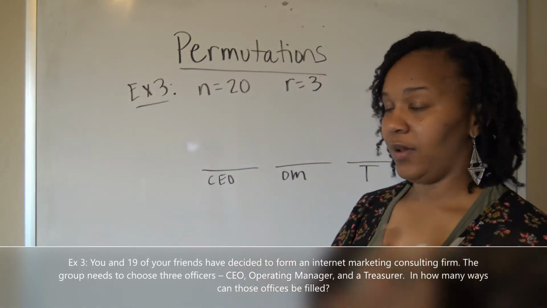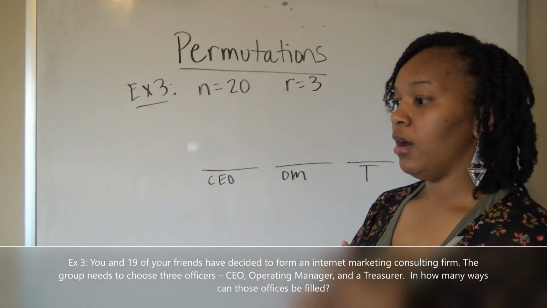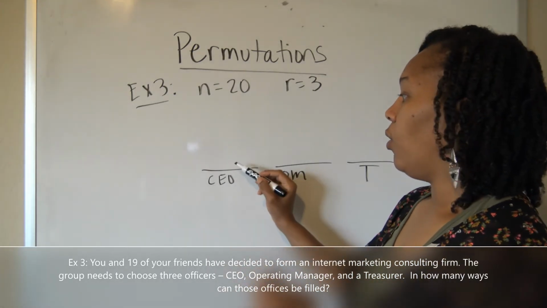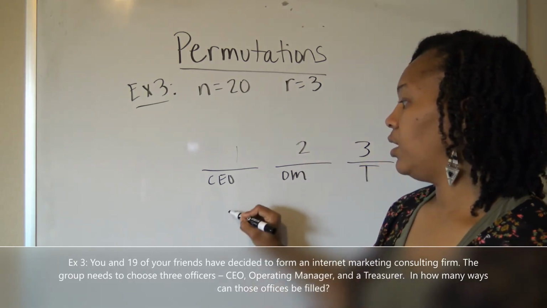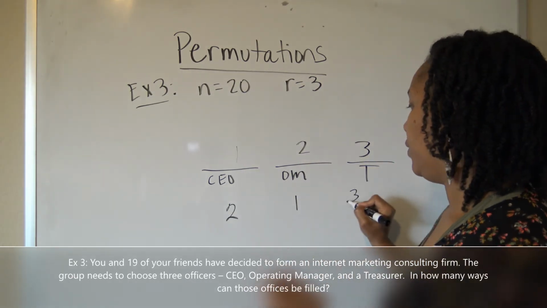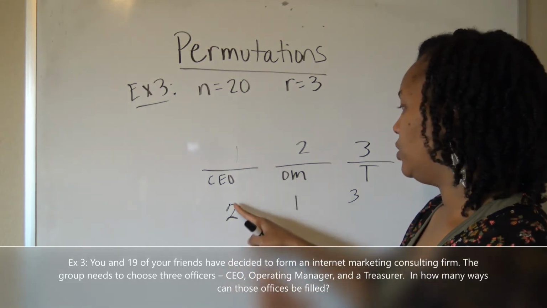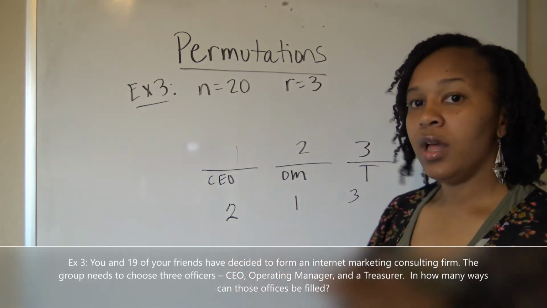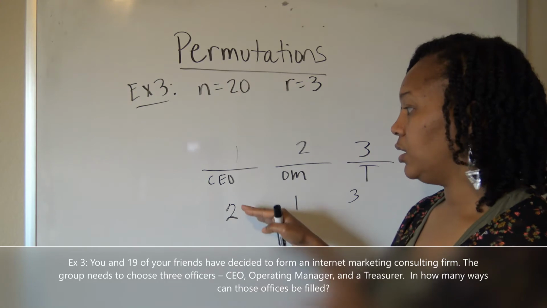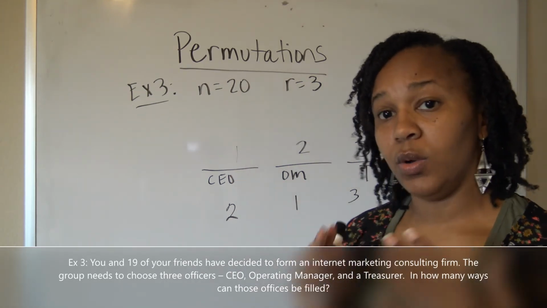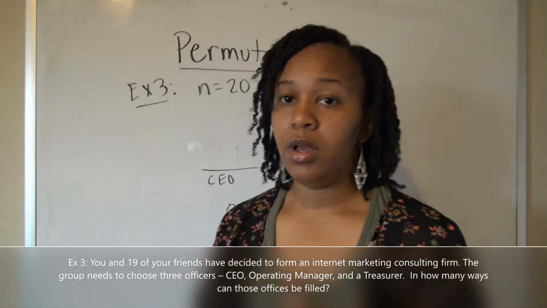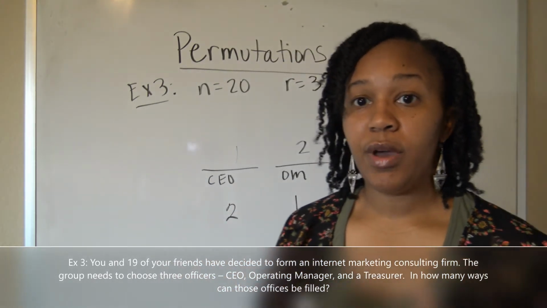No person is going to serve more than one position. So that's satisfied. The second thing is that the order matters. So if I put person 1 here, person 2 here, person 3 here, then if I switch those up, that's a different option. If I put person 2 here, person 1 here, person 3 here, that's a whole different option, because there's a different person for the CEO, a different person for the operating manager. So here the order does matter. So in this case, we do have a permutation.